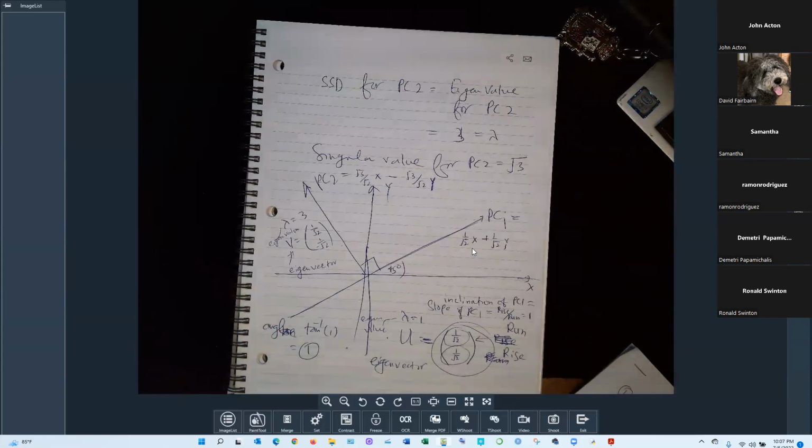You can remember PC1 is 1 over root 2 x plus 1 over root 2 y. And how do you get the angle? You can get the angle from the tangent, this divided by this. This angle is tan inverse of this divided by that. Rise over run is the same, 1, which means 45 degrees. And your other one is perpendicular to that one. How do you get the angle? The angle is nothing but this divided by this, but negative. If you get the negative angle, it is 45 degrees here. This is rise over run.